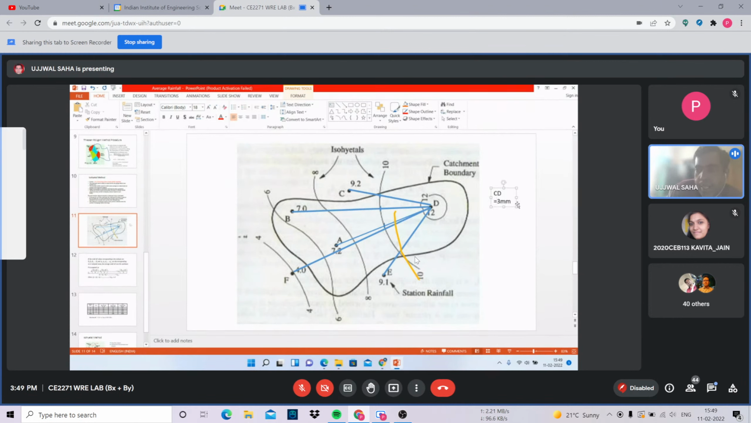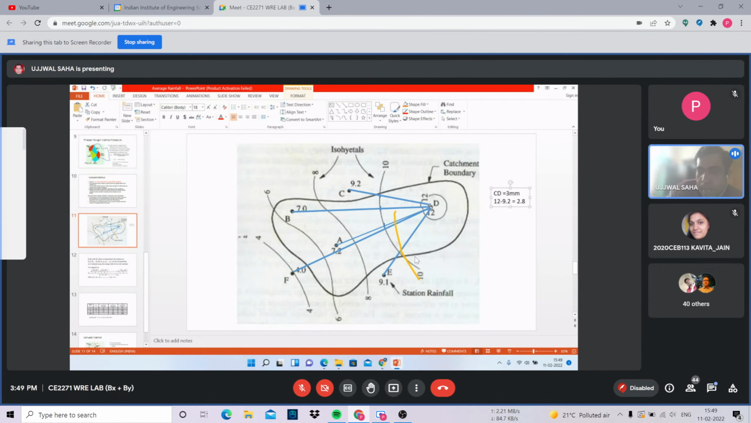Then what is the variation between C and D? It is 12 here, it is 9.2. So the variation is 12 minus 9.2, that is 2.8, isn't it? Yes, sir. So 2.8 of rainfall is varying over 3 millimeters.